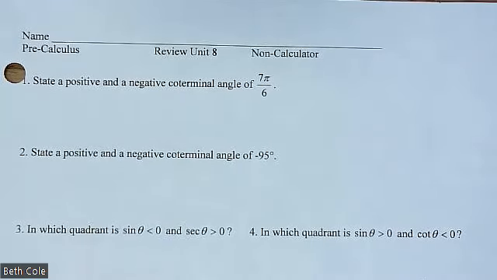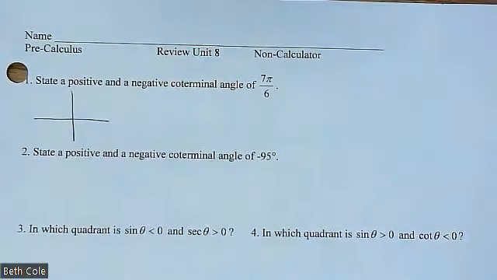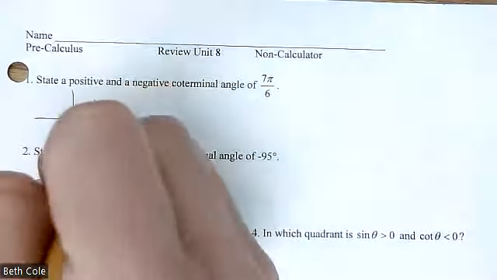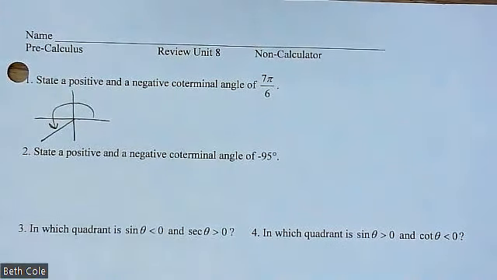So state a positive and negative coterminal angle for 7π/6. I would still draw 7π/6. I know that's not part of the instructions, but just to get a visual, even just what quadrant it's in will help. So what quadrant is 7π/6 in? Quadrant 3. Okay, so it looks like this. Again, that wasn't part of the directions, so if you didn't do that, fine. I think the visual helps me.